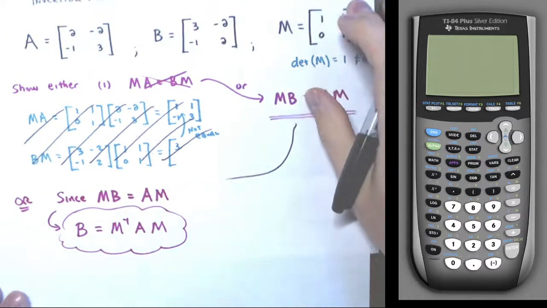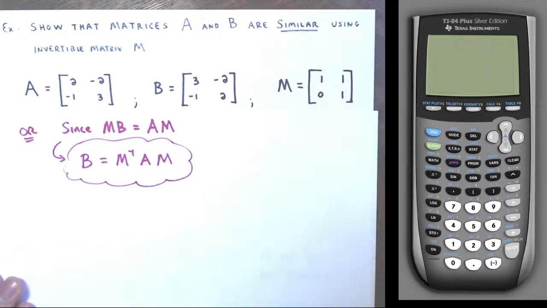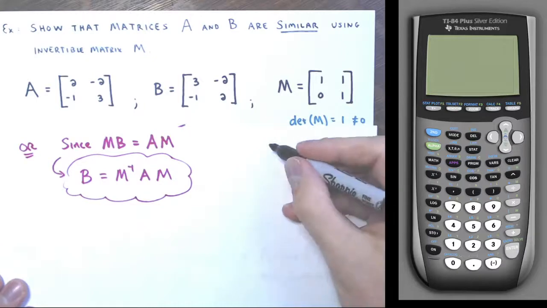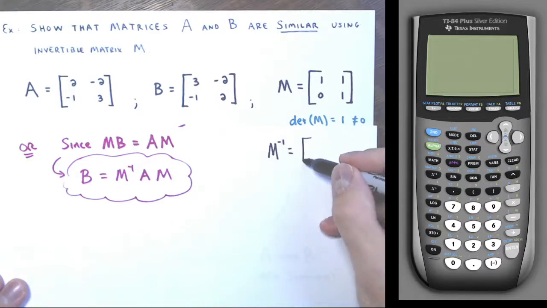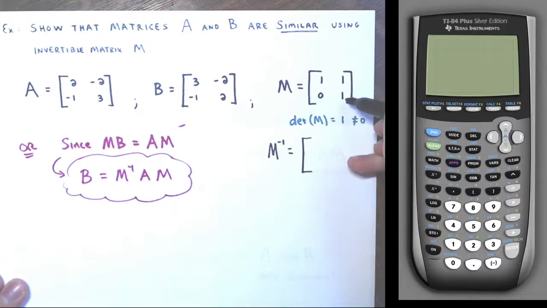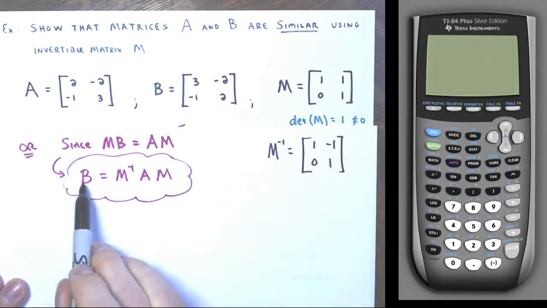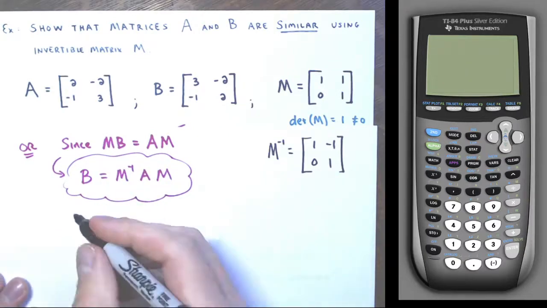Let's see. Well, I would need to find M inverse first. So now I already told you the determinant of this 2 by 2 matrix was 1. So what is M inverse? Remember, it's just the reciprocal of the determinant times the adjoint matrix, which for a 2 by 2 matrix is very simple. You just switch the main diagonals, which are still 1 and 1, and you have the opposites of these, so negative 1 and 0. There's M inverse. And let's see if this is true, because if this is true, then they're similar. Matrices A and B are similar.